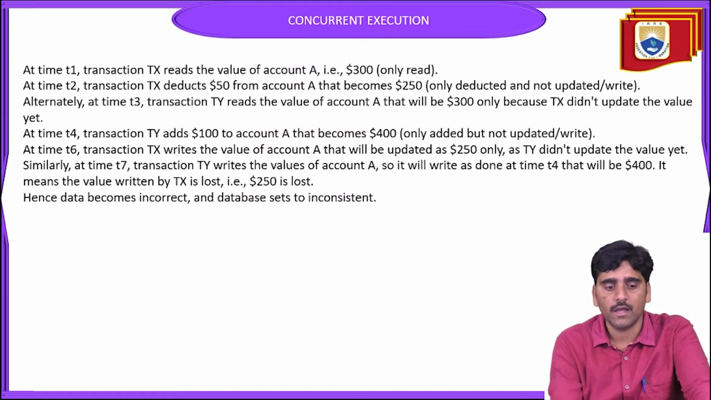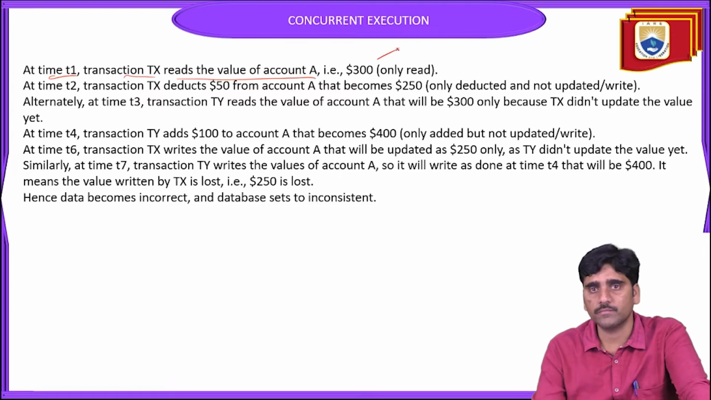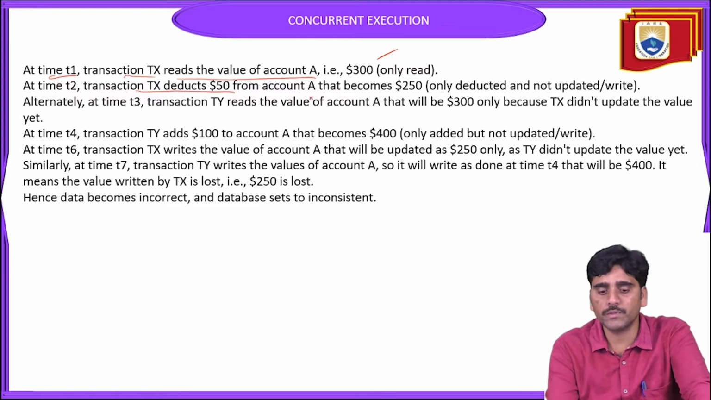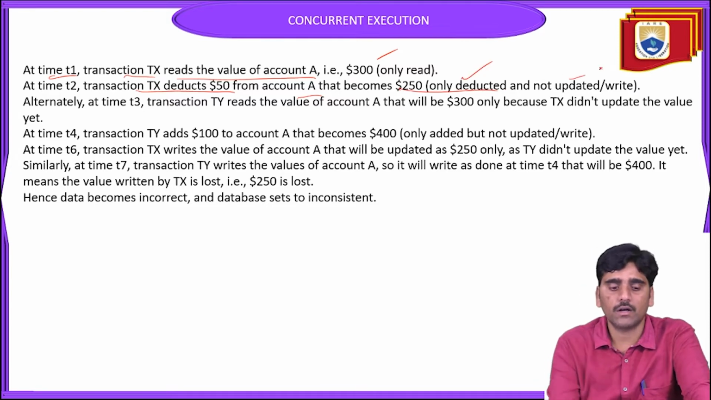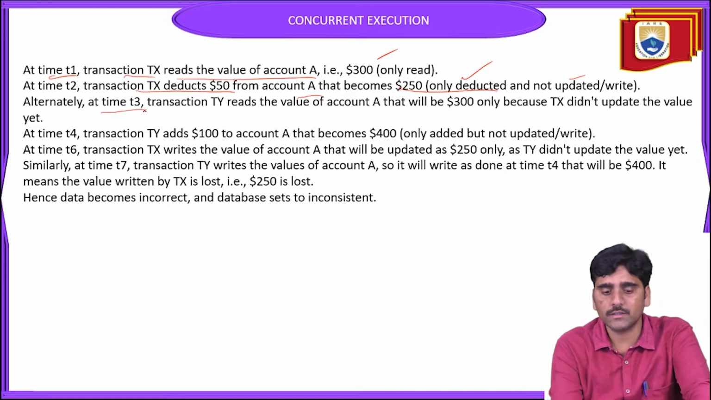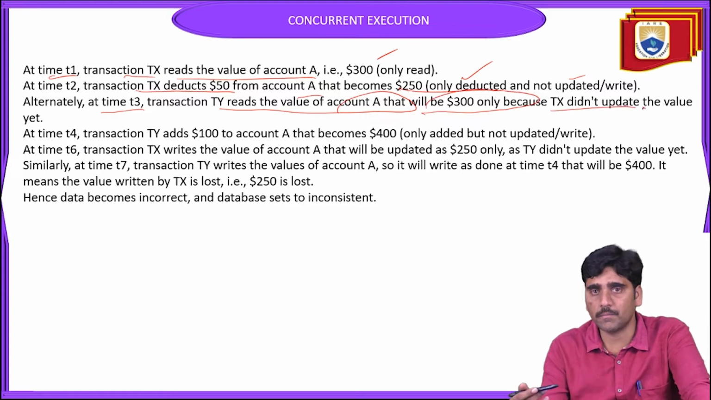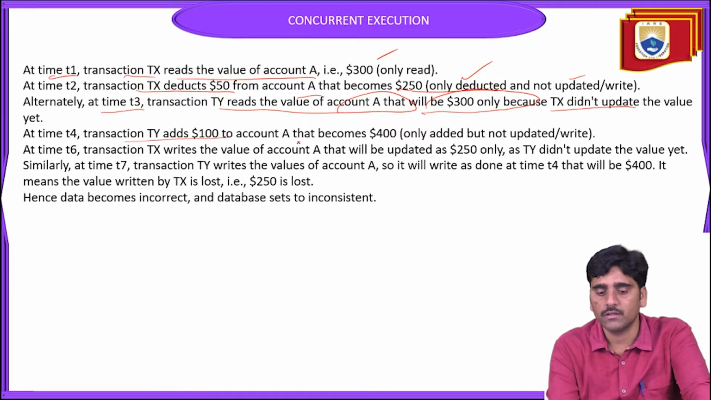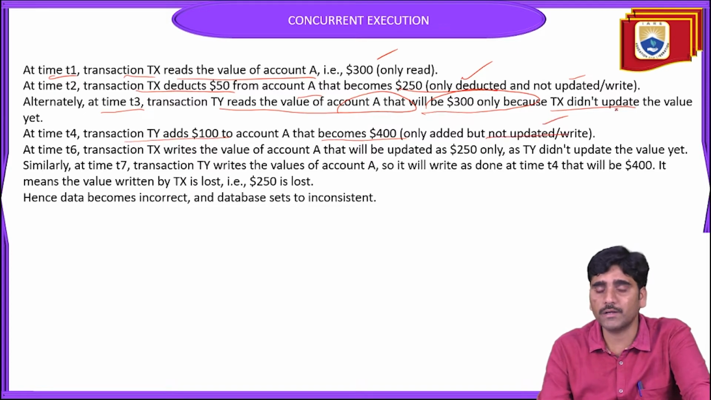So we can see that at time T1, transaction TX reads the value of account A, that is 300 only. But at time T2, transaction TX deducts 50 rupees from account A, that becomes 250, only deducted but not updated. Alternatively, at time T3, transaction TY reads the value of account A, that will be 300 only, because it is not updated actually. At time T4, transaction TY adds 100 rupees to account A, that becomes 400, but not updated. So 100 rupees added but not updated.